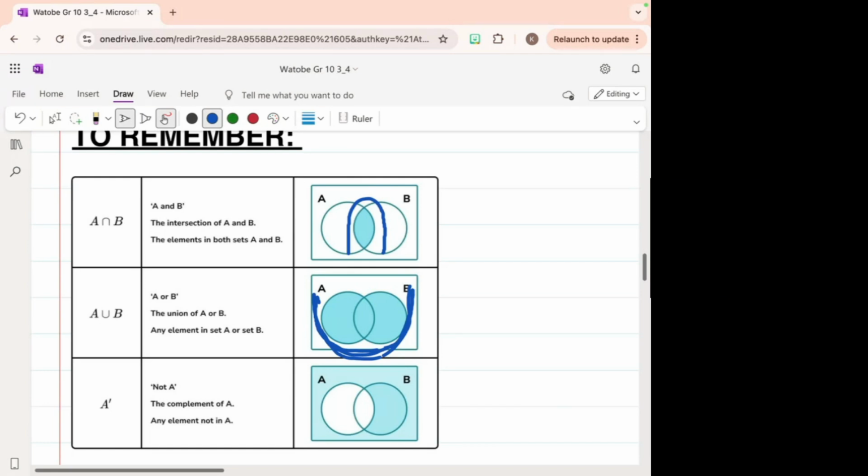And if I've got an A dash, what does that mean? That means not A. So in other words, I'm looking for everything that's not A. And in this case, we can see not A is going to be this entire circle. And of course, it's going to include the overlap. Okay. All right. So let's have a look at what that looks like in questions.